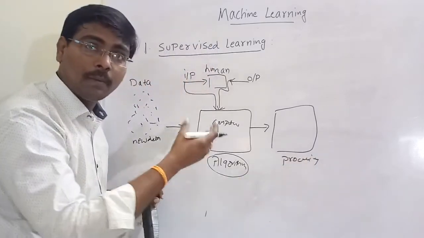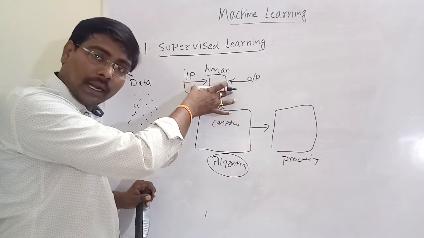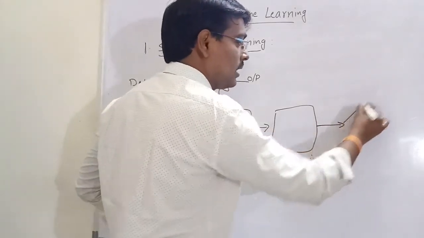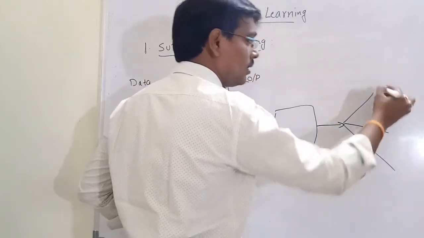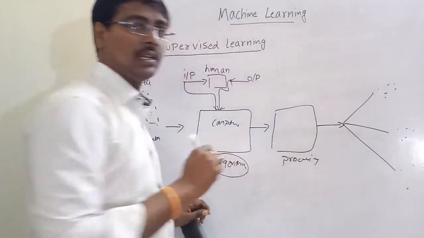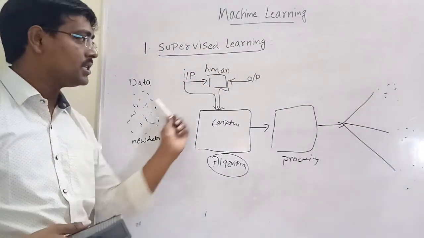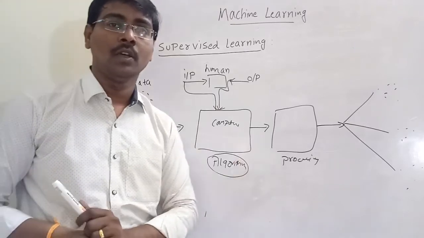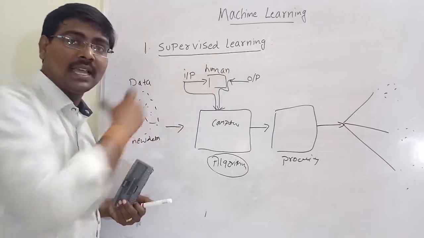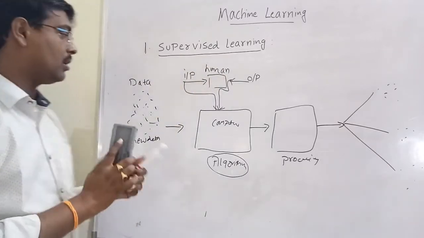Process on the new data means, for this new data, observe the patterns learned by the computer and produce different classes. Suppose this is one class, this is another class, and this is another class, divided into three classes. This is the diagrammatic representation of supervised learning. The only point is that here the human expert acts as a teacher to guide the computer.